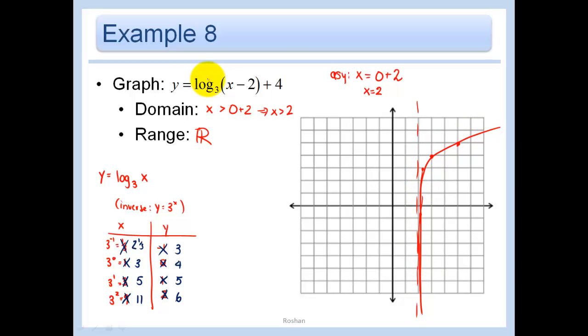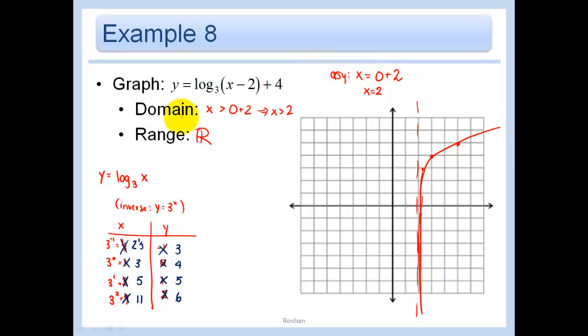So just in sum, what I did was I started with the parent function, log base 3 of x, then I applied my transformations, shifted 2 units right and 4 units up. And then to think about my asymptote, well, I knew that my asymptote was at x equals 0, but I thought about what happened to x in this problem. So I looked at what happened to x. It shifted 2 units right. So that's why I got x equals 0 plus 2, or 2.